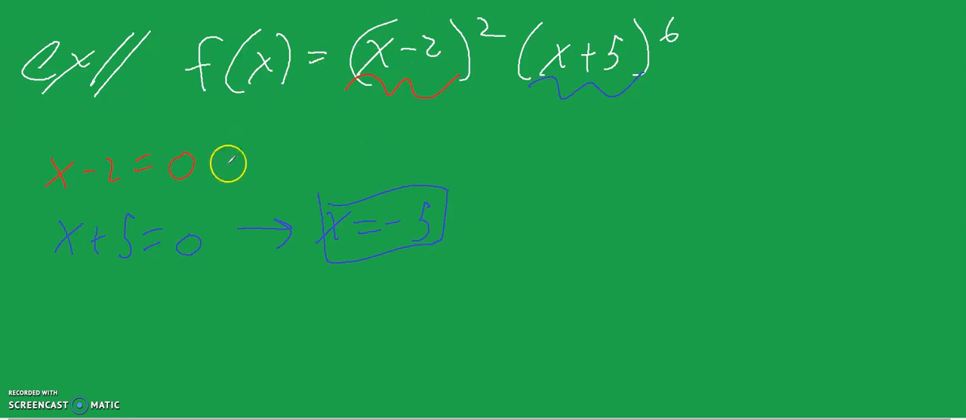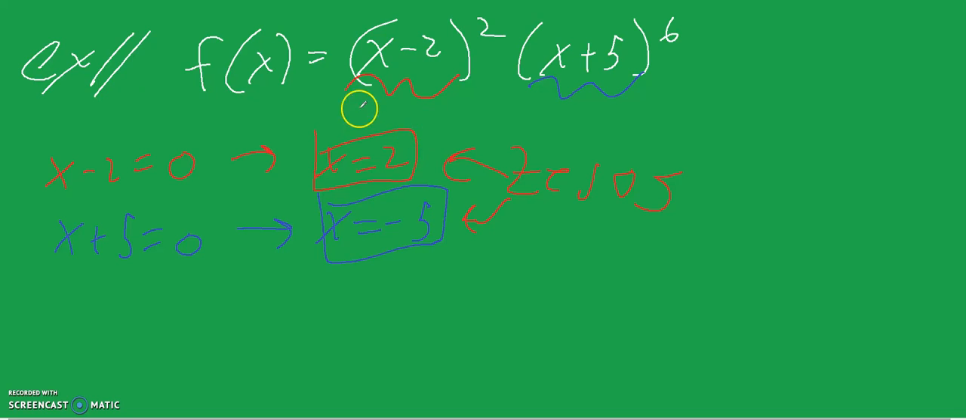And if I solve the top one, I'll get that x is 2. So we already saw that before, but now this is a precise way to do it. I set each factor equal to 0 and I solve for x. So these are my zeros, both of these: x equals -5 and x equals 2.